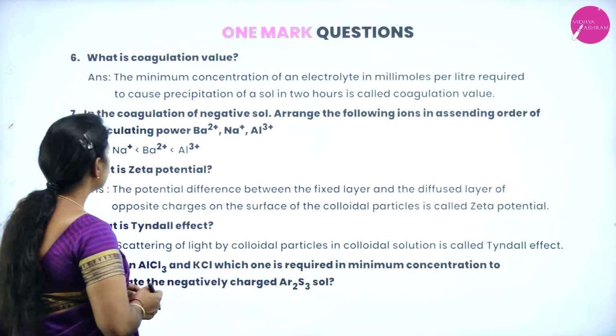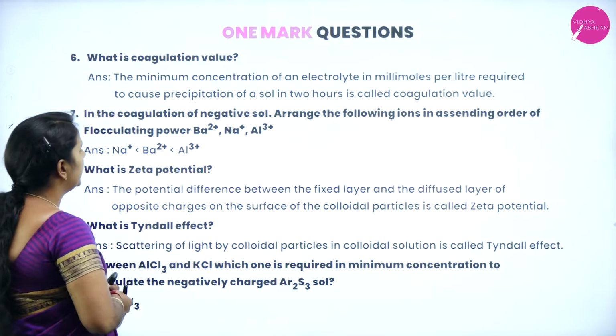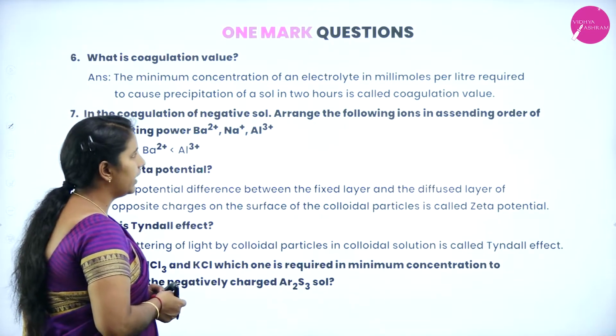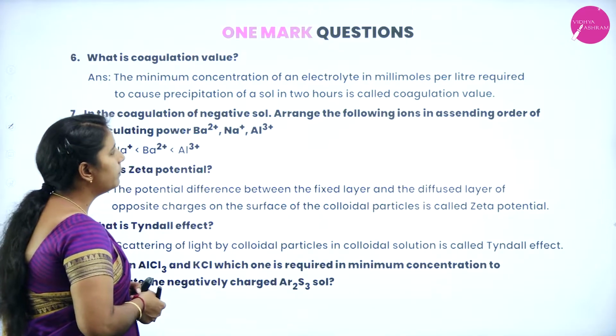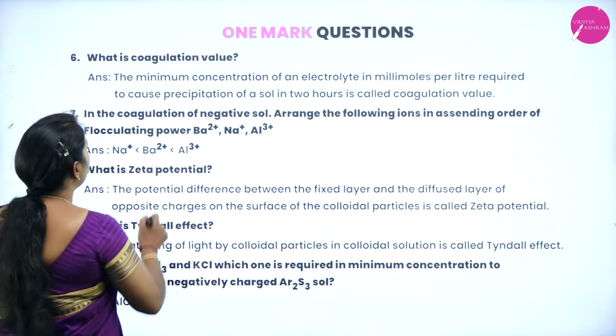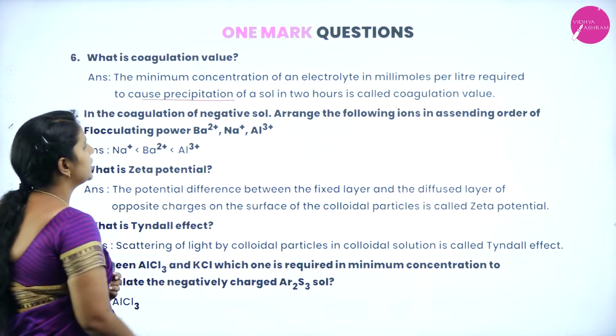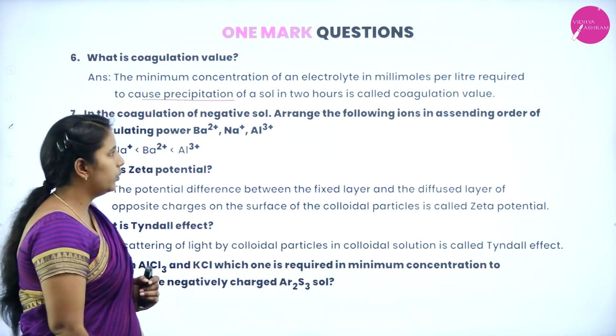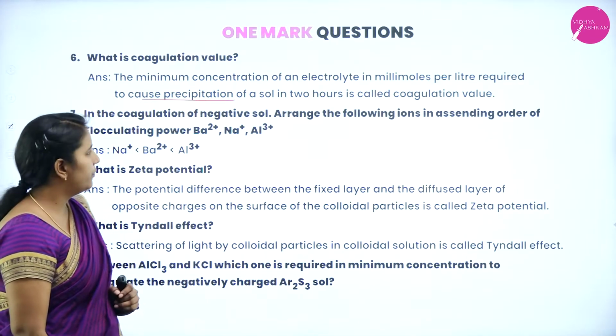Next, what is coagulation value? The minimum concentration of an electrolyte in millimoles per liter required to cause precipitation of a sol in 2 hours is said to be the coagulation value.